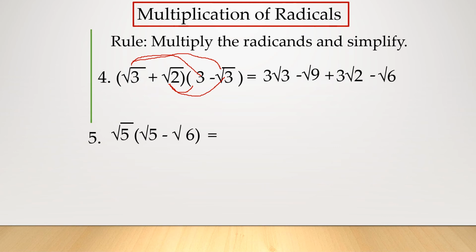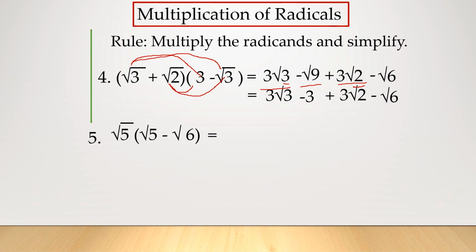Now, we cannot combine this one. We cannot add them because the radicand here is 3 while here is 2. So not the same. But we can simplify square root of 9. So we're just going to copy that. What is square root of 9? It is 3, so minus 3. Copy that. And then, well, square root of 6 is already in simplest form, so we're just going to copy that also. This is now the final answer.